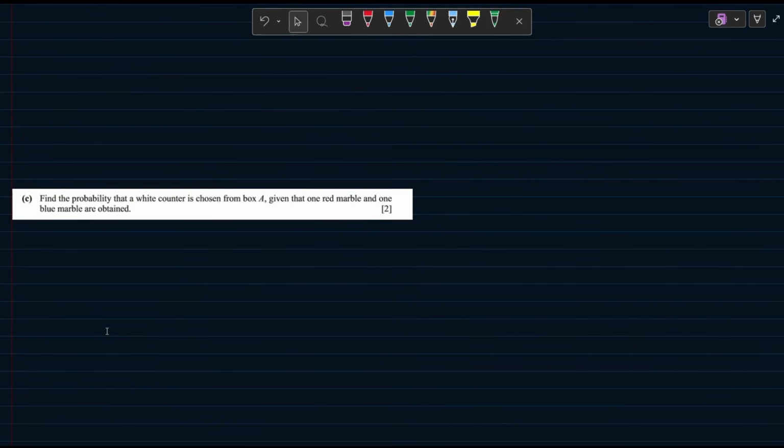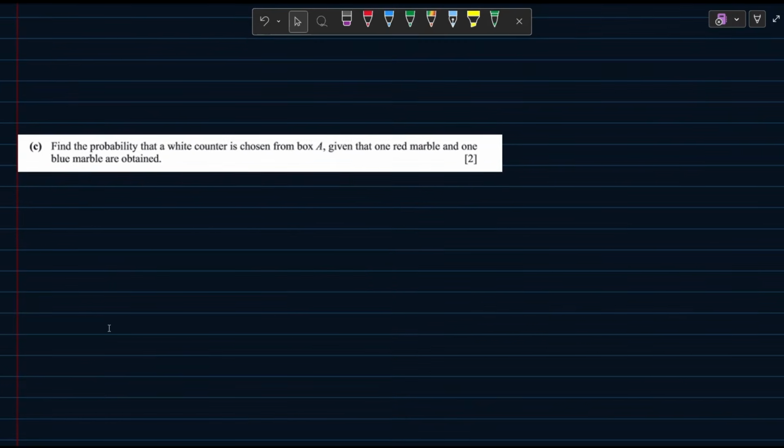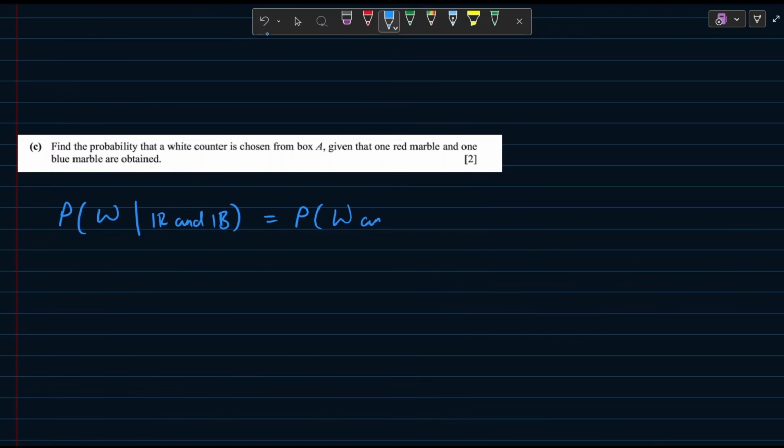Now part C says find the probability that a white counter is chosen from box A given that 1 red marble and 1 blue marble are obtained. So we want the probability of a white counter from box A given 1 red and 1 blue. So this becomes the probability of white and 1 red and 1 blue divided by the probability of 1 red and 1 blue.